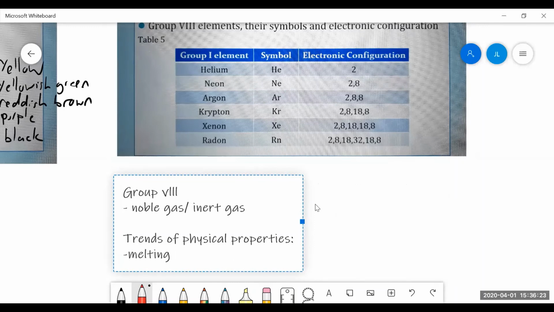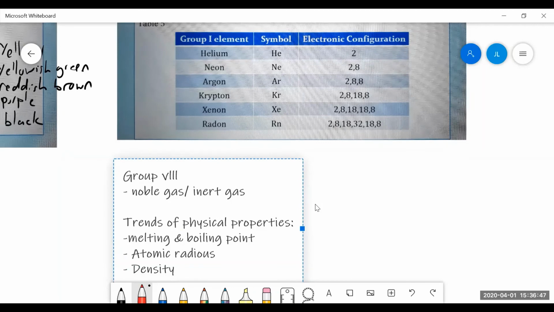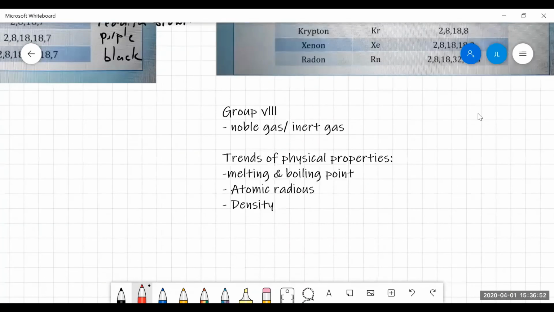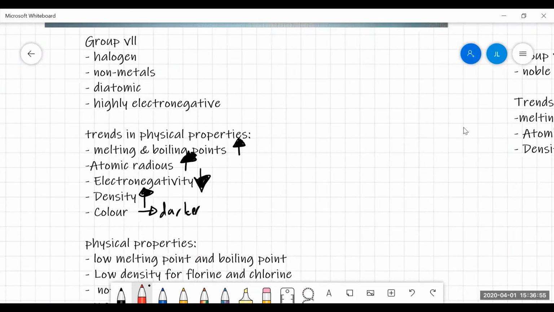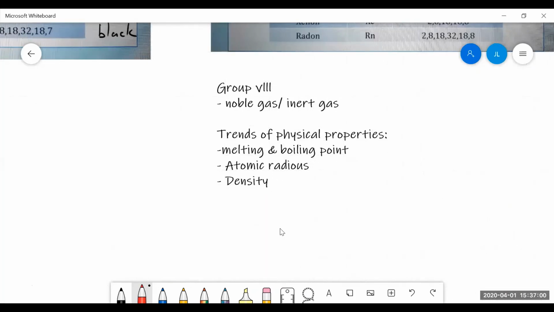Melting point, melting and boiling point. What else? Atomic radius, density. Okay, I think that's all. Because it doesn't have any electronegativity. It is a neutral element. So we will not compare that.